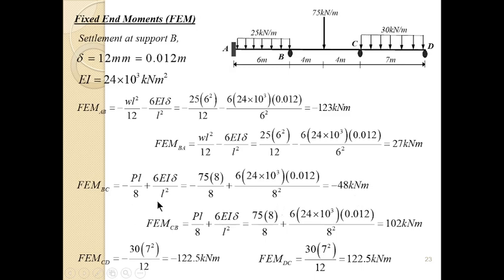The next one is the fixed end moment for support C. When we are here, remember it's support B that is settling, so the fixed end moment due to support settlement is positive.